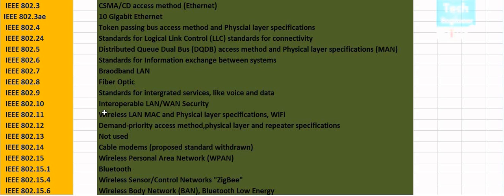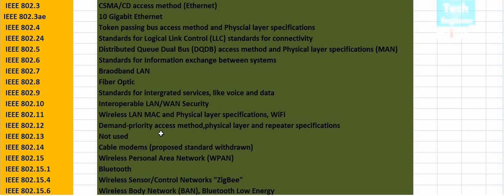IEEE 802.11 is for wireless LAN MAC and physical layer specification, which is Wi-Fi. Wireless fidelity is known as IEEE 802.11. So it's very important to know, since you will encounter it if you purchase a Wi-Fi device. IEEE 802.11 might be written on it since it's the standard of that network.